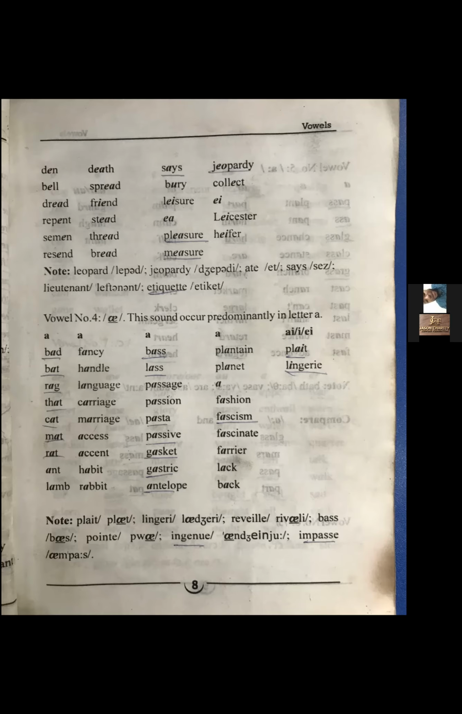Also, the next set of examples: fancy, handle, language, carriage, marriage, access, accent, habit, rabbit. And then for the middle position, we have it in bars, lass, passage, passion, pastor, passive, gasket, gastric, antelope. And then for the next set of words, we have it in plantain, planet.